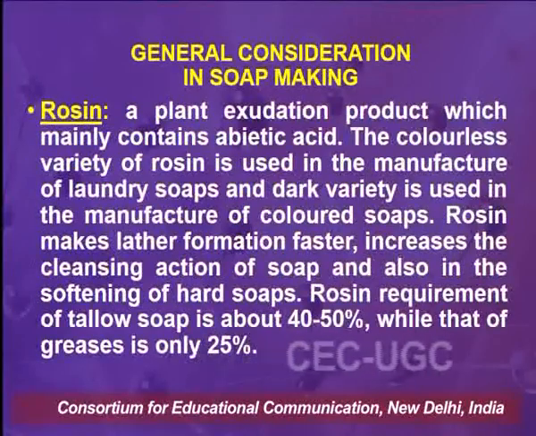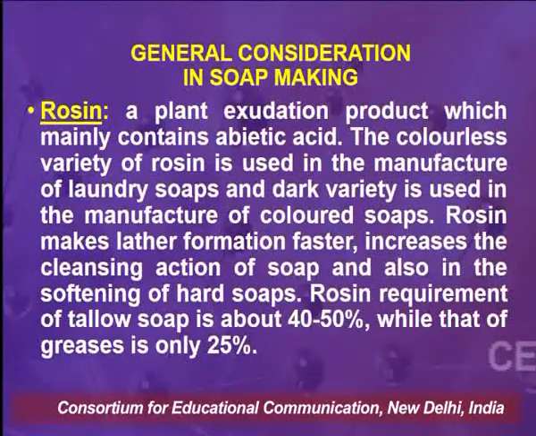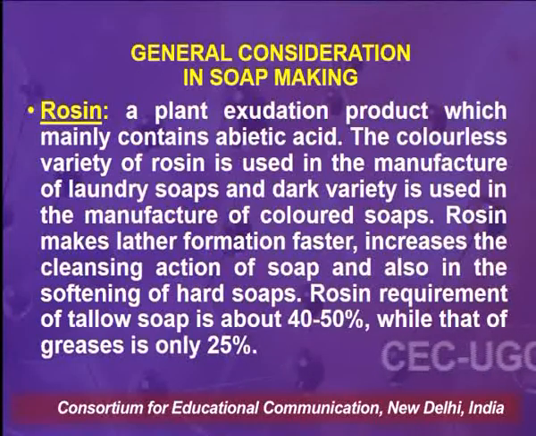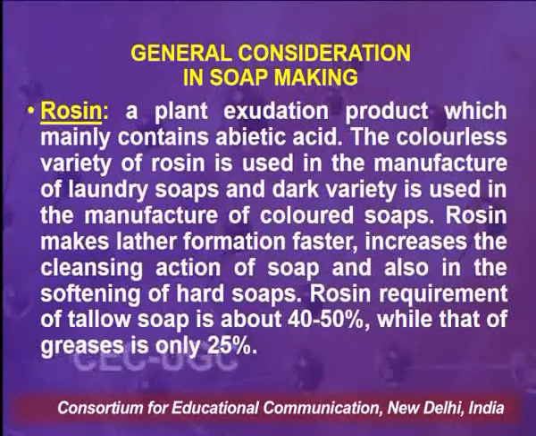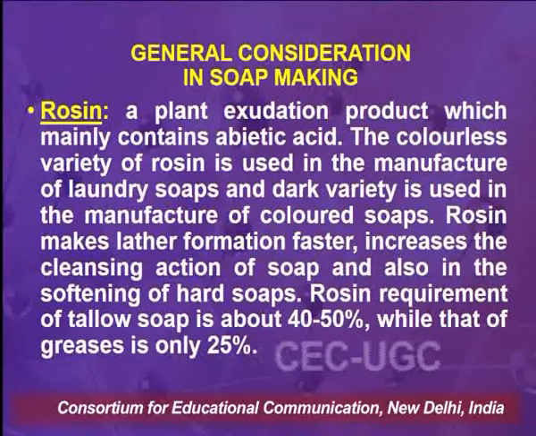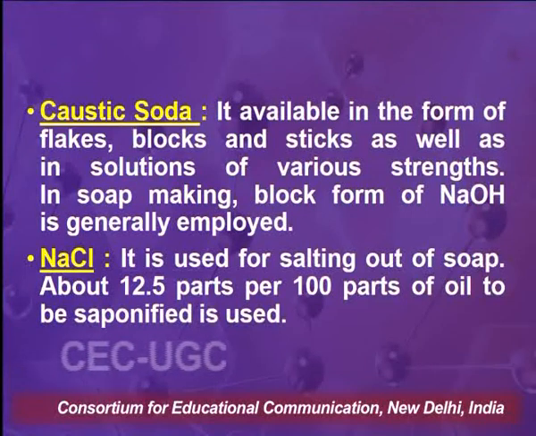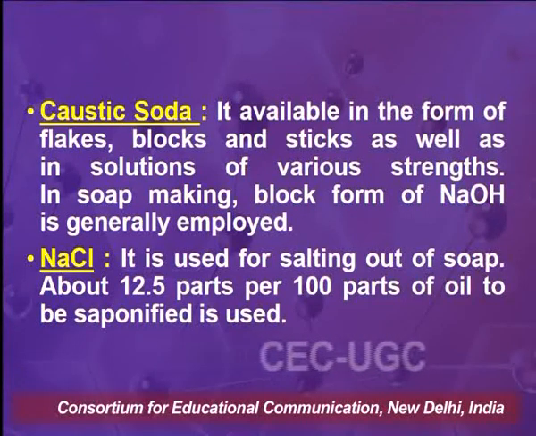Second is rosin, a plant exudation product which mainly contains abietic acid. The colorless variety of rosin is used in the manufacture of laundry soaps, and dark variety is used in the manufacture of colored soaps. Rosins make lather formation faster, increase the cleansing action of soap, and also aid in the softening of hard soaps. Rosin requirement of tallow soap is about 40 to 50%, while that of greases is only about 25%.